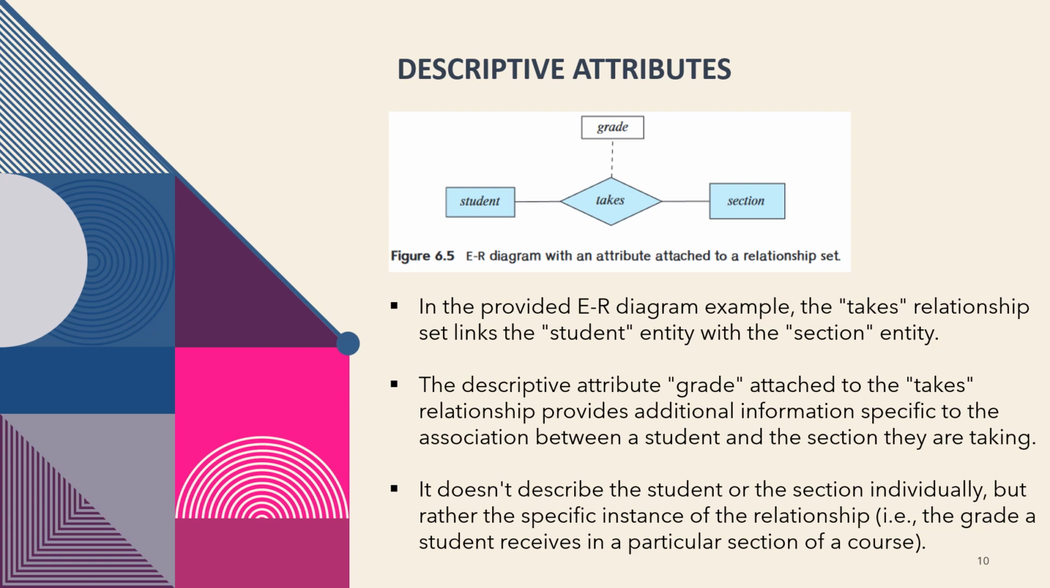They provide additional context for the relationships. A good example is the grade attribute in the takes relationship, which doesn't describe the student or the section alone but the specific instance of a student's grade in a course section.